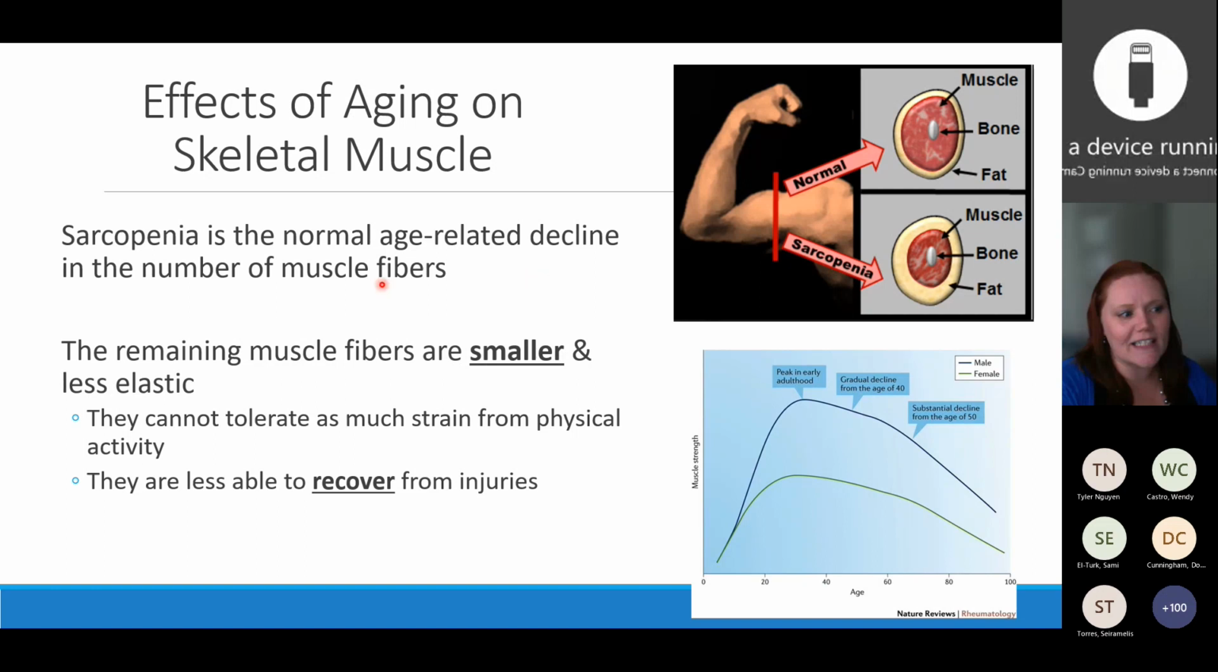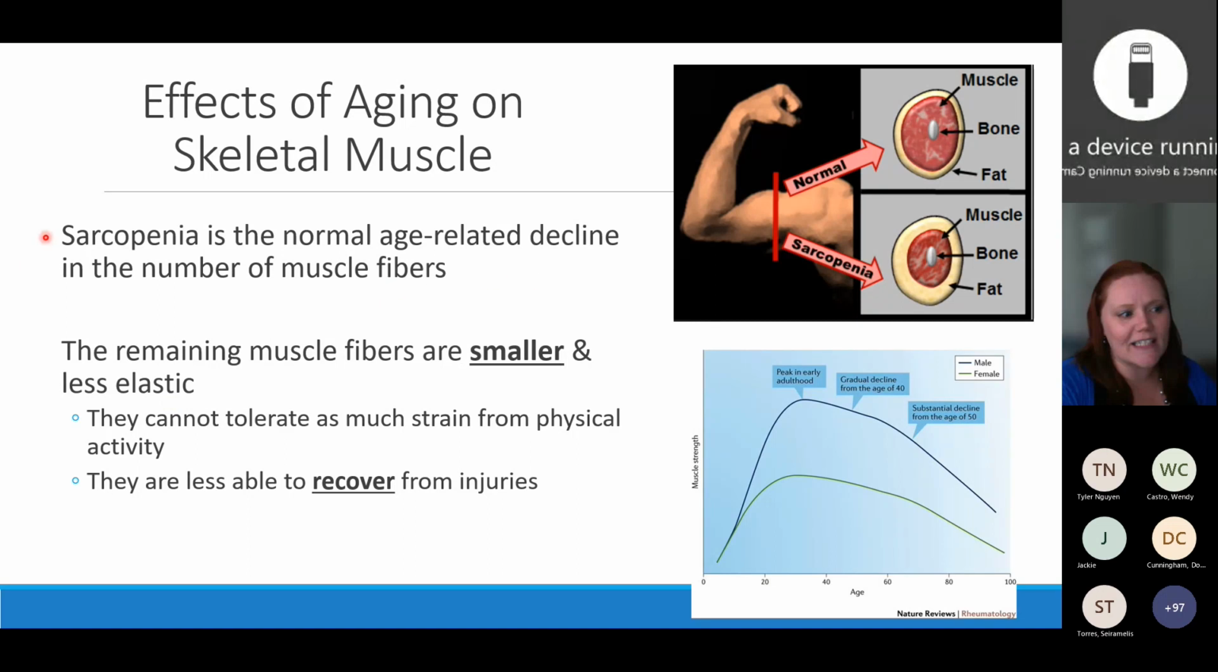As you age, we lose a number of muscle fibers, but the fibers that are left behind are also a lot smaller, and they lose some of their elasticity. So they're not quite as able to do the same kinds of straining exercises that they were when you were younger. This means that if we pull a muscle when we're older, it takes us a lot more time to recover, because of the loss of elasticity and the shrinking of the size.